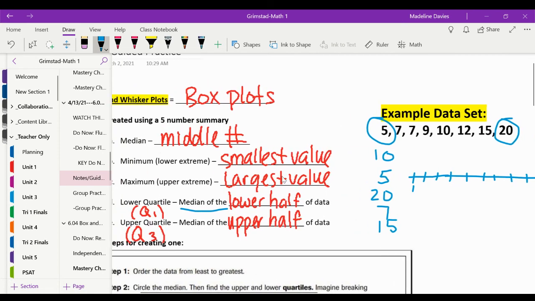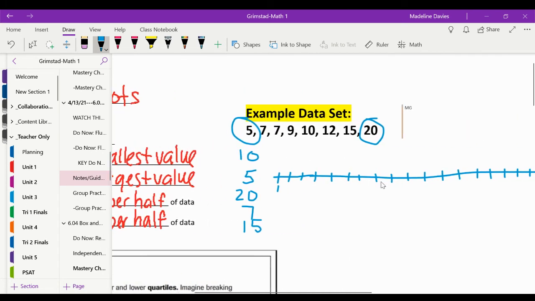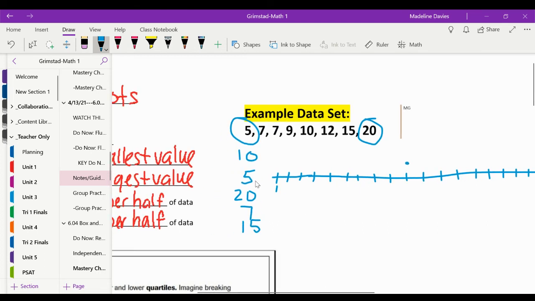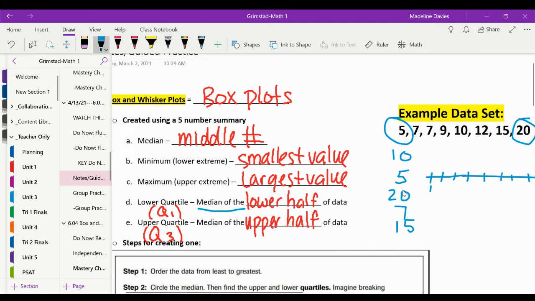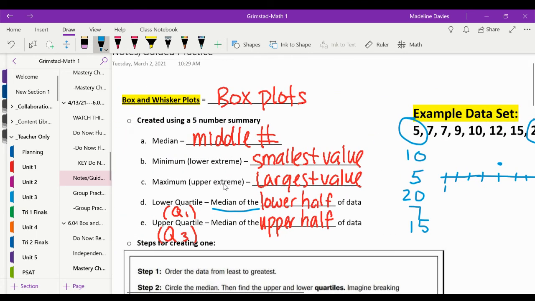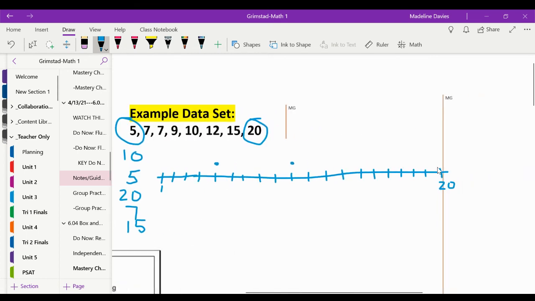So I need to put a dot over the median, which we found was 10. So 1, 2, 5, 6, 7, 8, 9, 10. So I put a dot here for my median. I need a 5 because that's my lower extreme. 2, 3, 4, 5. Lower extreme. I need my upper extreme, which is going to be 20.